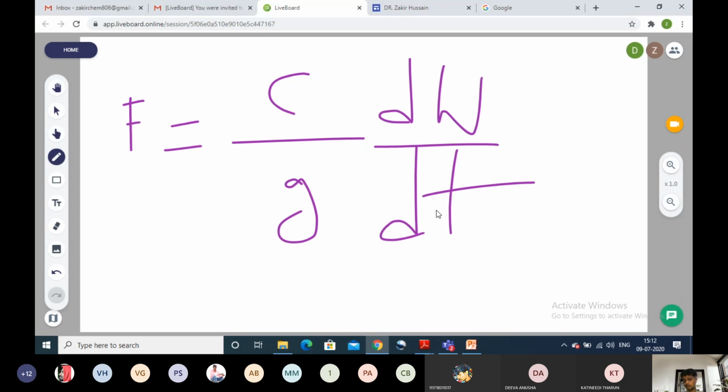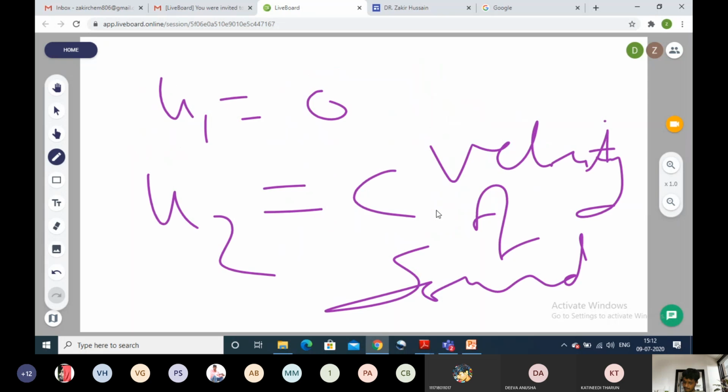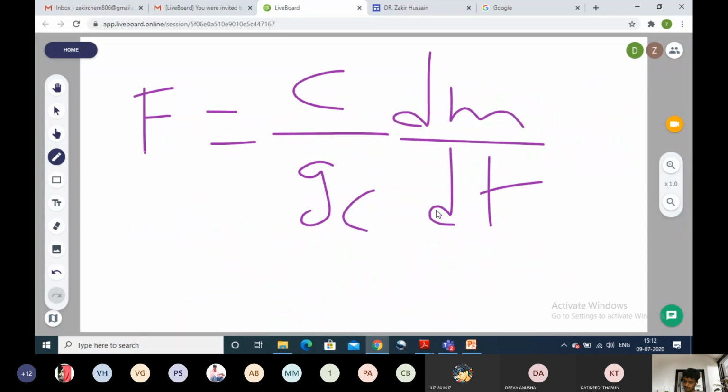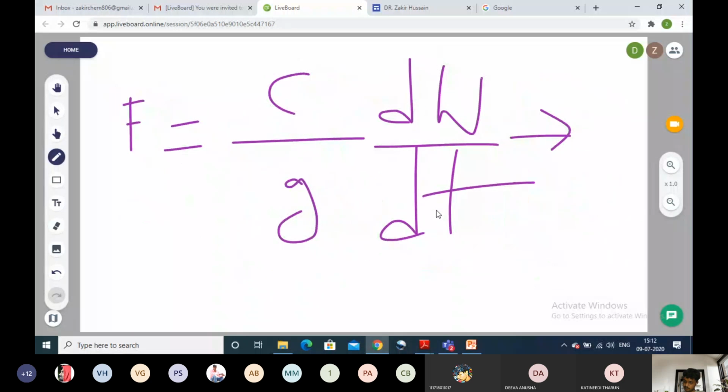I already noted the difference between mass and weight. The weight of the object can change with respect to location, but mass cannot change with respect to location. This is the difference between mass and weight. Now we can consider this equation, and we can give it as equation number 7.